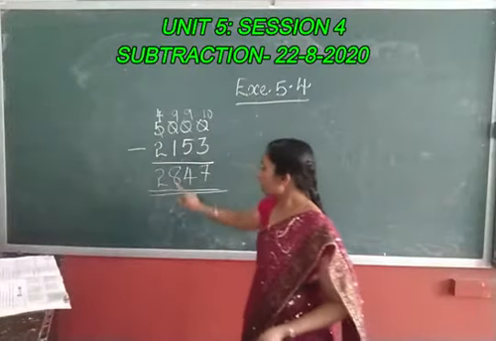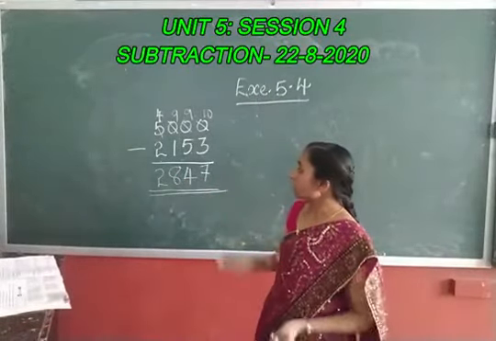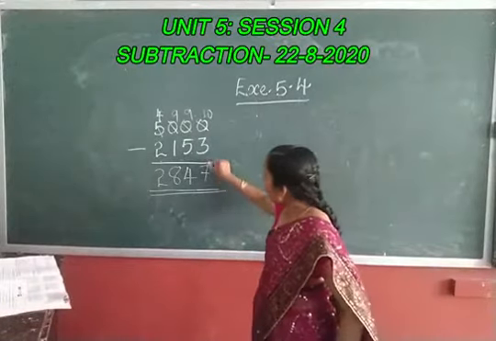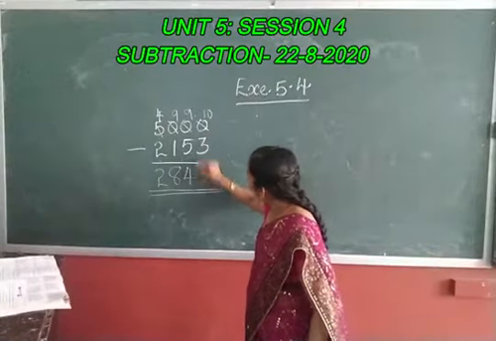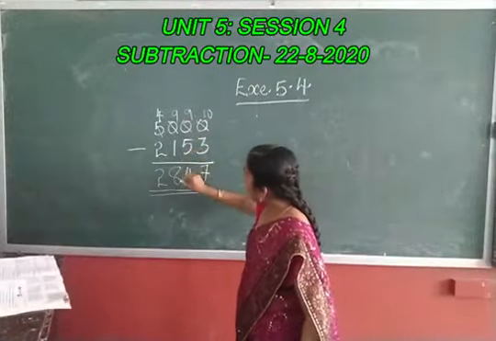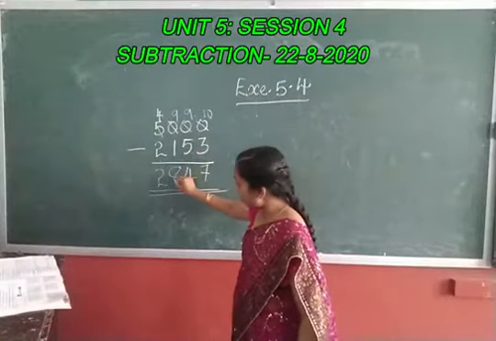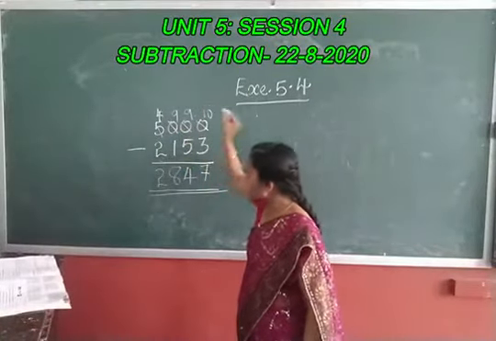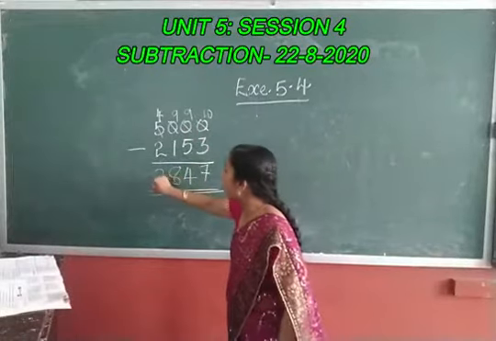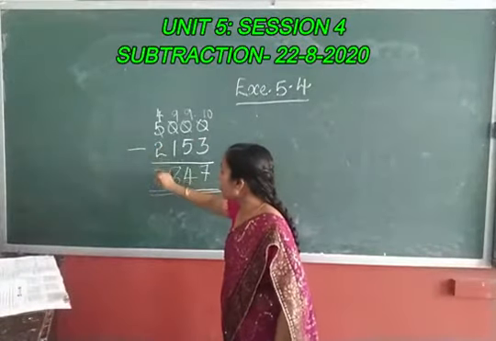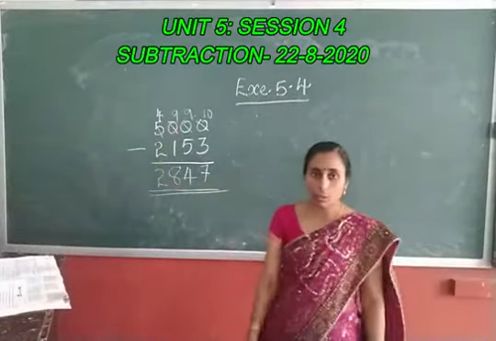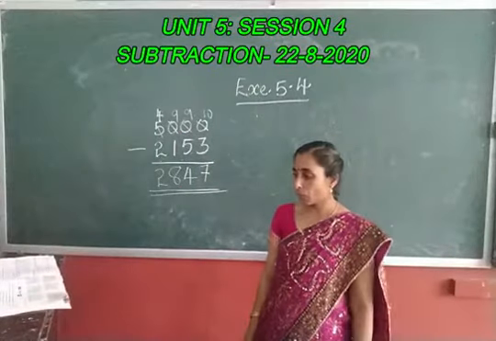Answer 2847. See, 7 plus 3, 10. 1 plus 4, 5, plus 5, 10. Then 1 is carry over. 1 plus 8, 9. 9 plus 1, 10. Again 1 is carry over. 1 plus 2, 3. 3 plus 2, 5. We have got 5000.